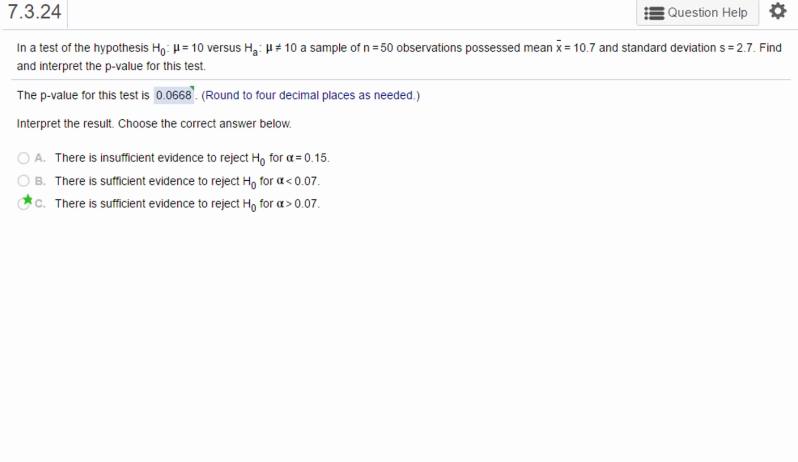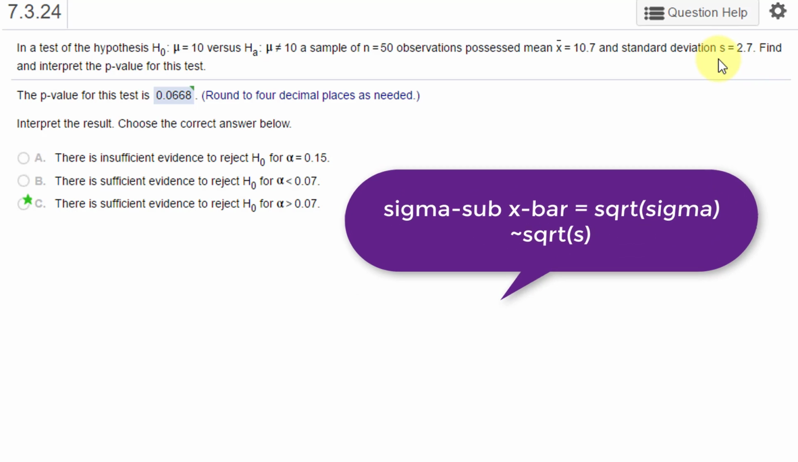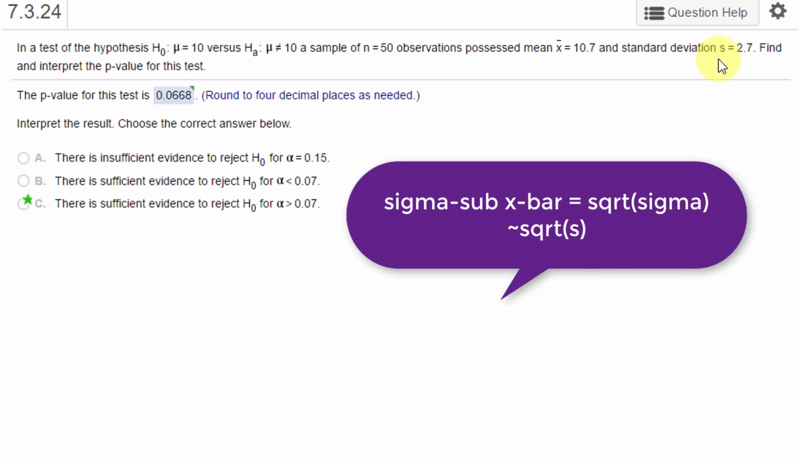One of the things that catches a lot of people depends on how the problem is worded. In this problem, they tell us that we've got the sample standard deviation. That's what we need. Sometimes they will give you the population standard deviation in academic settings. In real world settings, you rarely ever know the population standard deviation sigma. So here we've got the sample standard deviation S, which simplifies things.